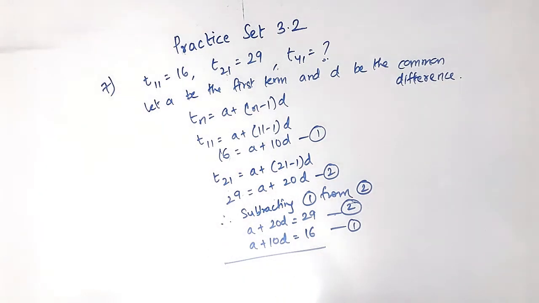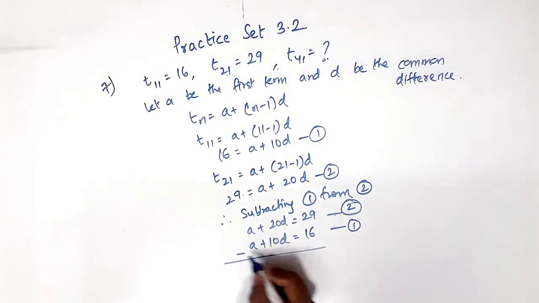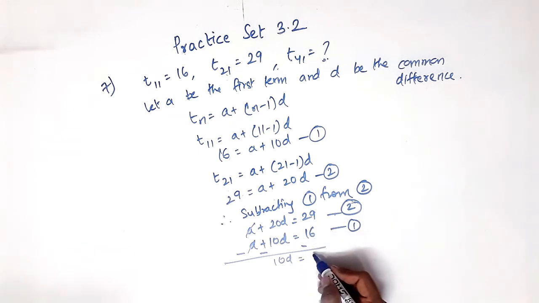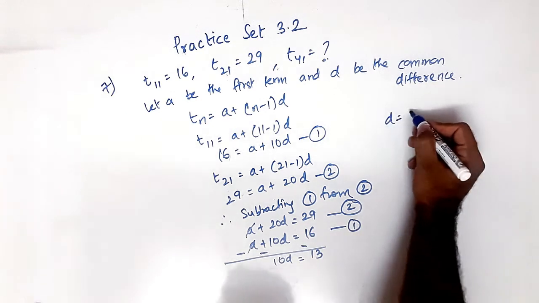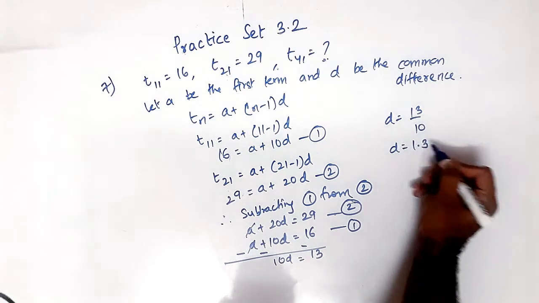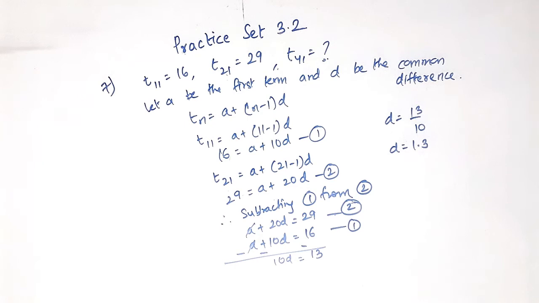Okay, now minus minus and this is minus, so a minus a will go away. This is 20d minus 10d is 10d, 29 minus 16 is how much? It is 13. Okay, so d is how much? d is 13 upon 10, that means d is 1.3. Okay, we got the difference is 1.3.